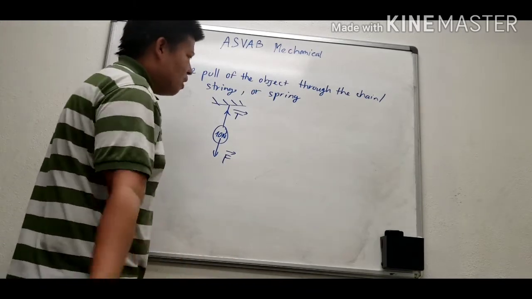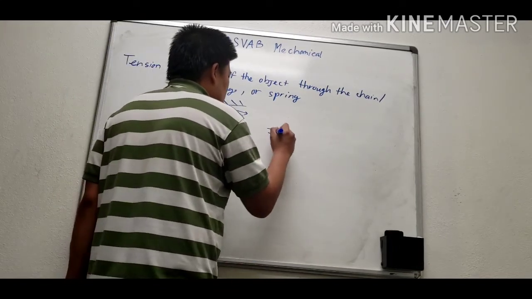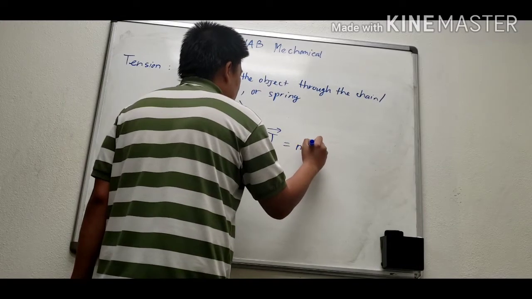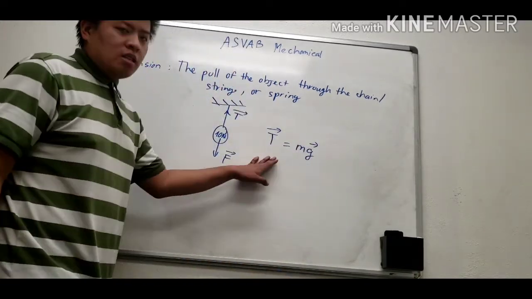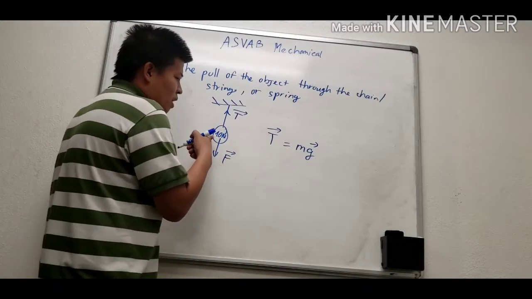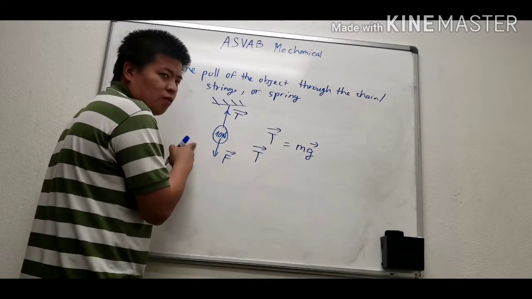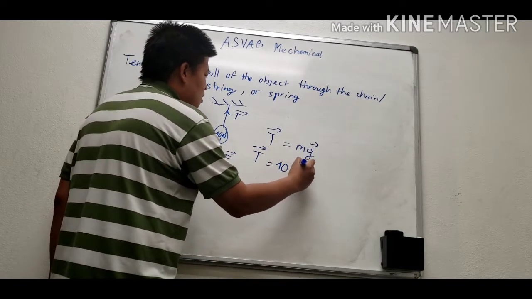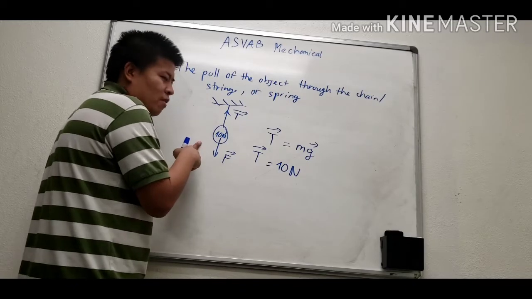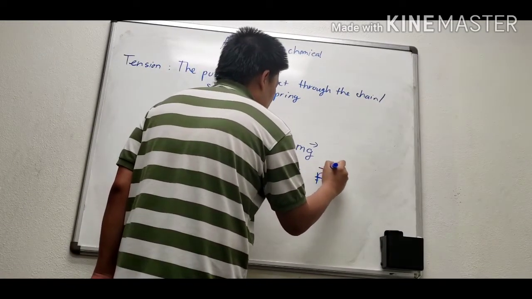So the formula for this one is T equal to M multiplied with G. We know that, for example, we have 10 newton, so the tension for the spring is still equal to 10 newton, and the gravity force in here is about 10 newton too.